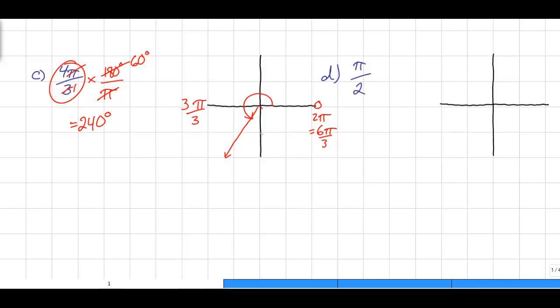For pi over 2, remember this is pi, this is 0, so pi over 2 is exactly halfway between them. So it looks like 90 degrees. If I multiply by 180 over pi, pi's cancel, and 180 divided by 2 is 90 degrees.